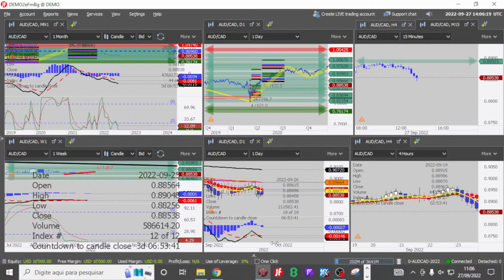Everybody type in the chat a currency pair that you want to trade. And for tomorrow and Thursday, you can come already asking, check this currency pair, check that currency pair.